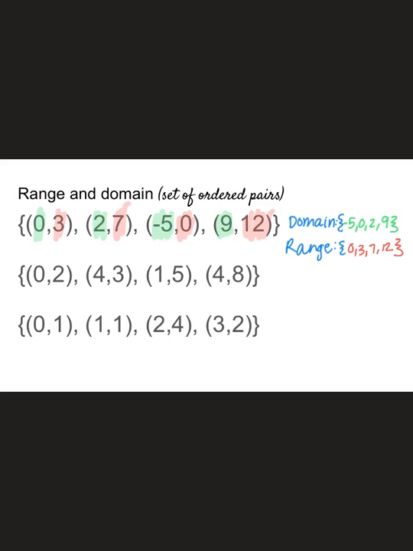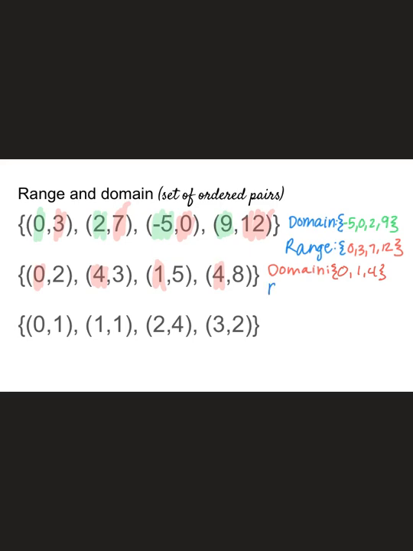And for the next relation, the domain is, got 0, 4, 1, 4, and we only list them one time. So we've got 0, 1, and then 4. There are 2 4s, but you only write them one time if they're there twice.